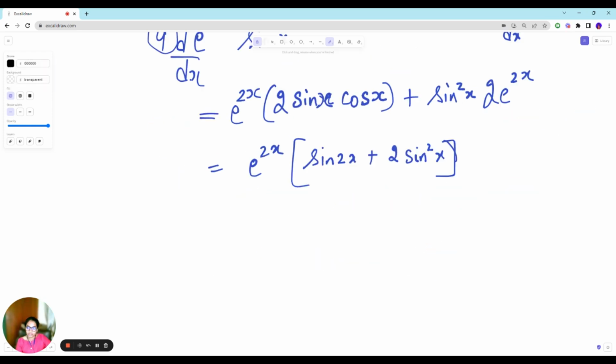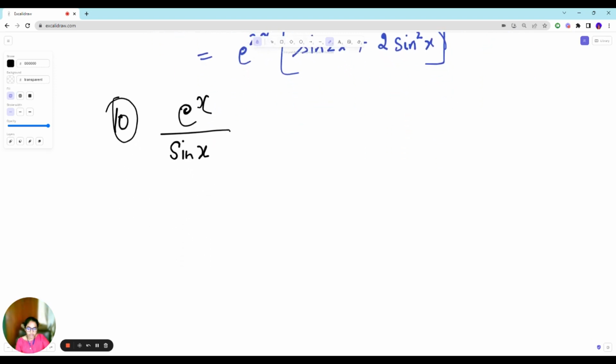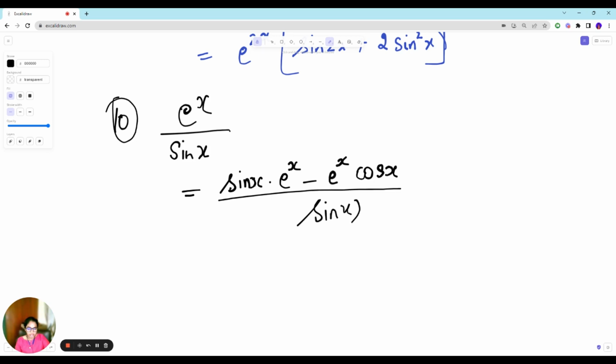Okay, so our final question is, say the 10th one is, find the derivative of e power x divided by sin x. Clearly we apply which rule here? We apply quotient rule. What does the quotient rule say? Write the denominator as it is. Differentiate the numerator. That is e power x. Differentiation of e power x is e power x itself, minus, write the numerator as it is, differentiate the denominator, that is differentiation of sin x is cos x, divided by sin x the whole square.